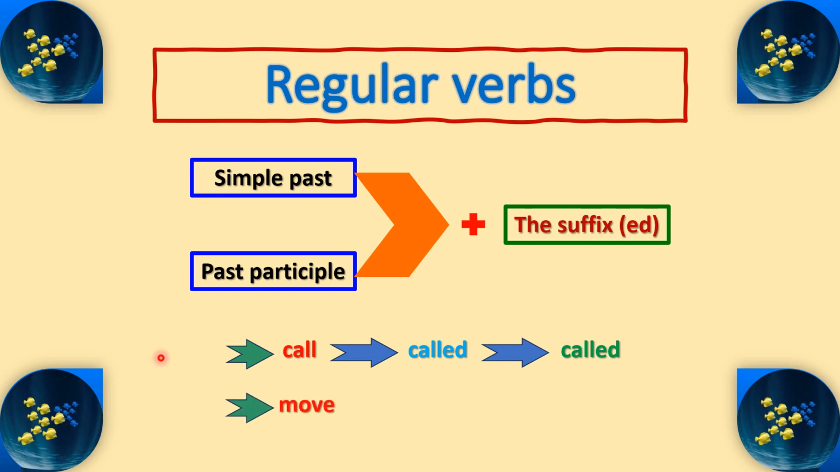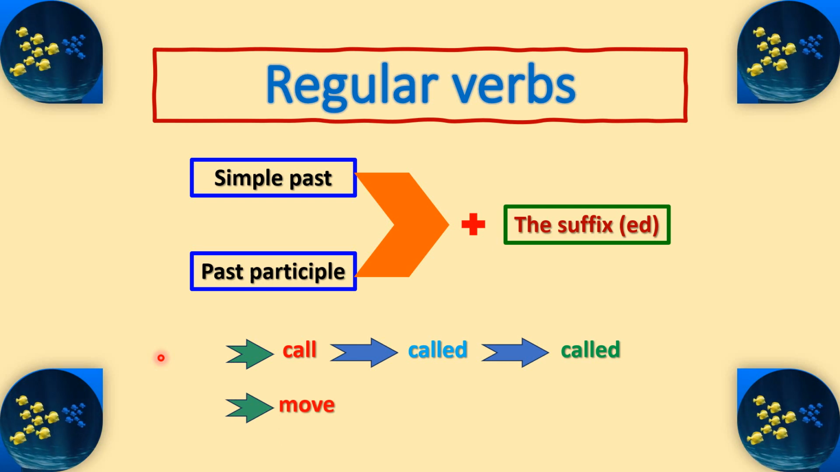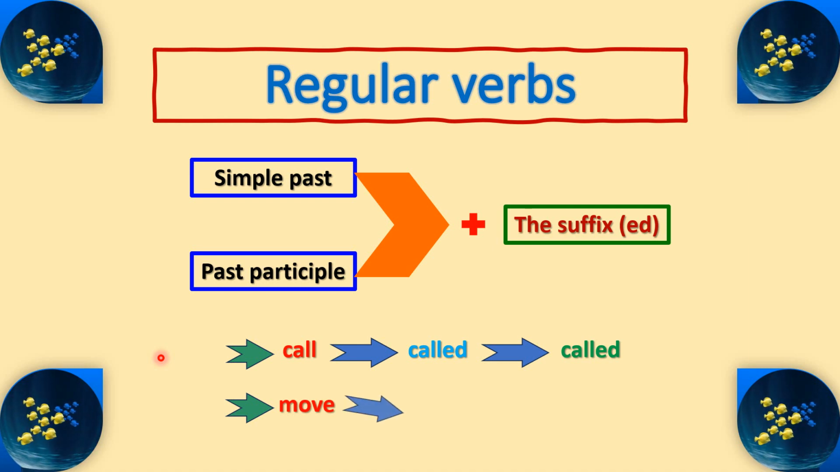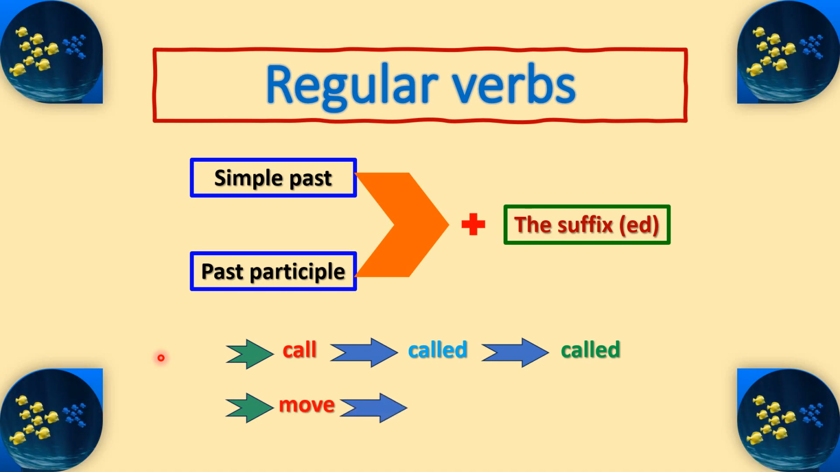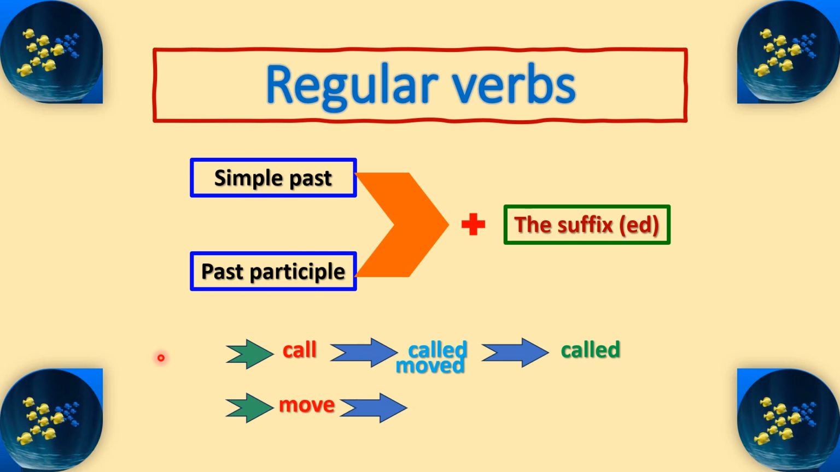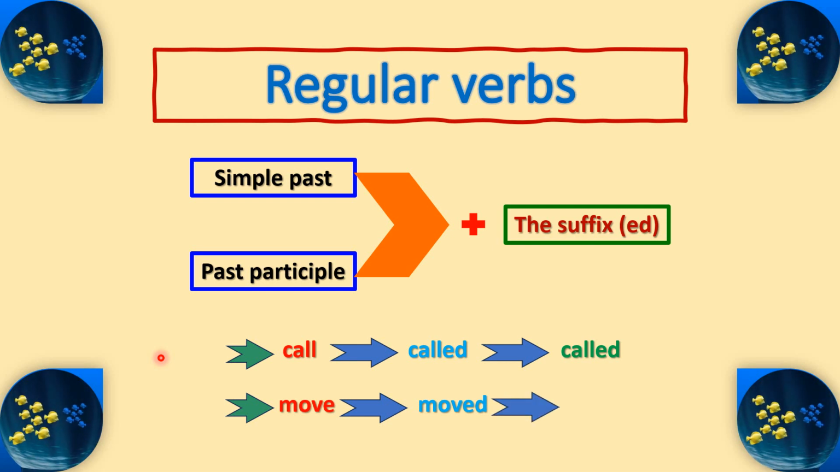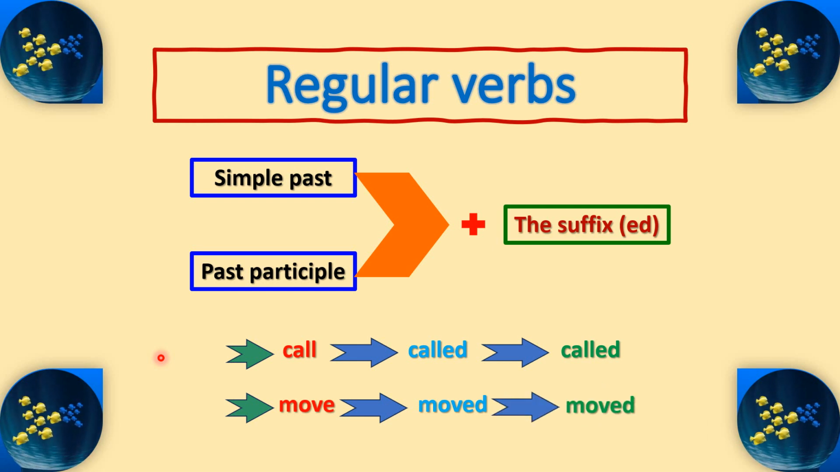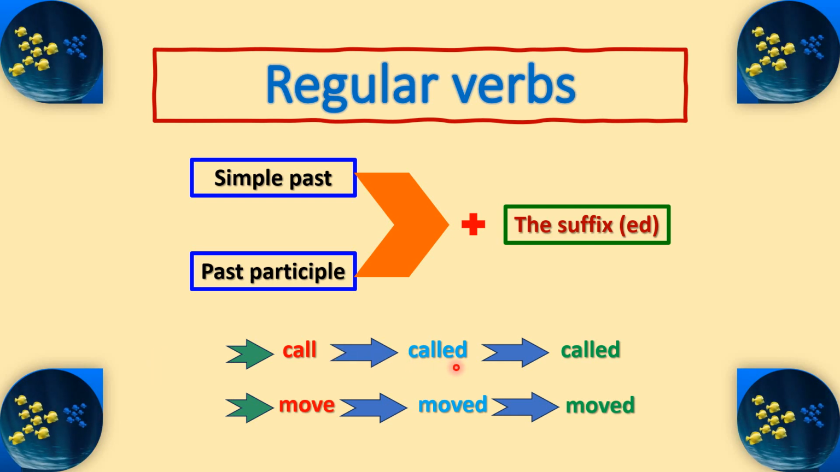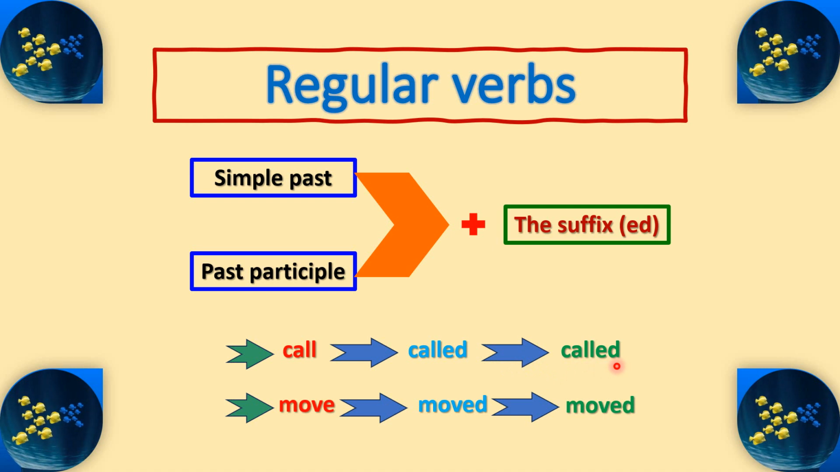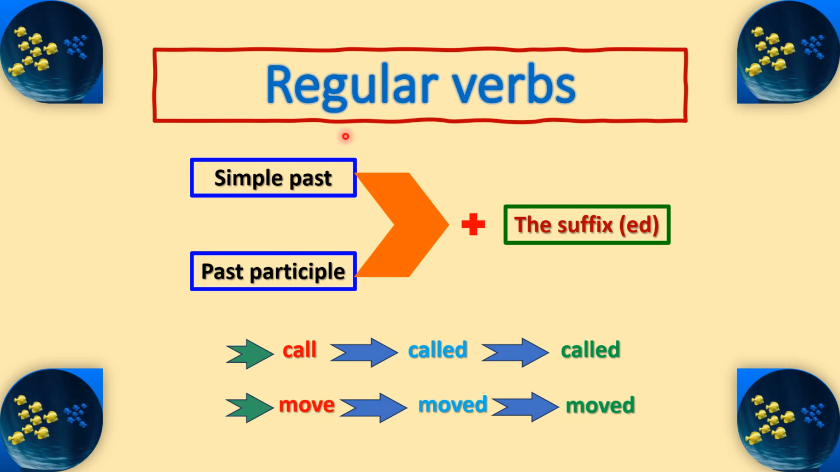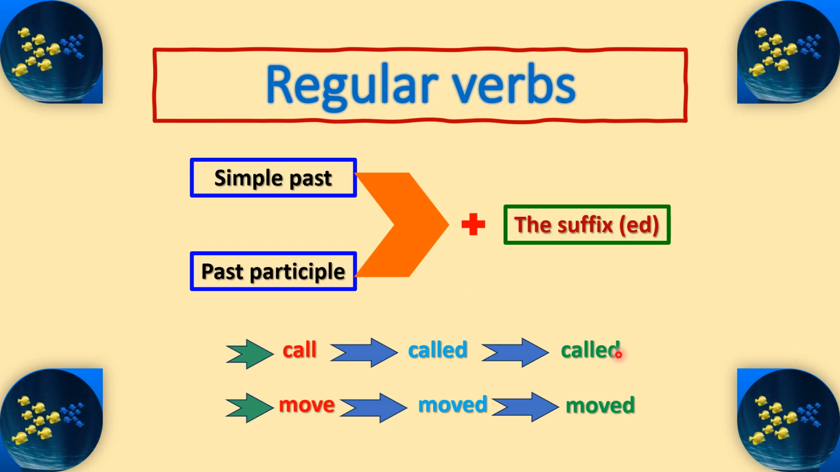Let us have another example. Move, to move. What is the simple past of the verb to move? Yes, moved. Very good. And what is the past participle of the verb to move? It is moved also. So here we can say that the simple past and the past participle are formed by adding ed to the end of the verb. This is what we call the regular verbs.